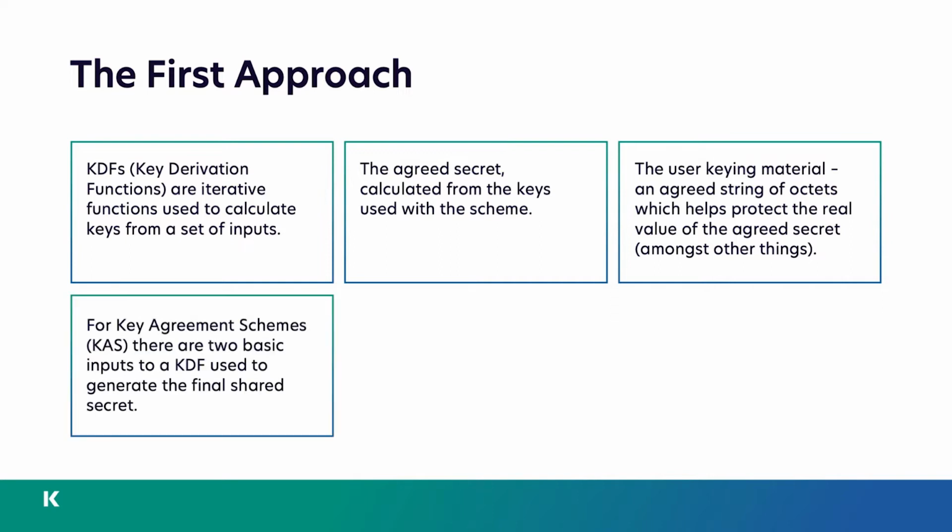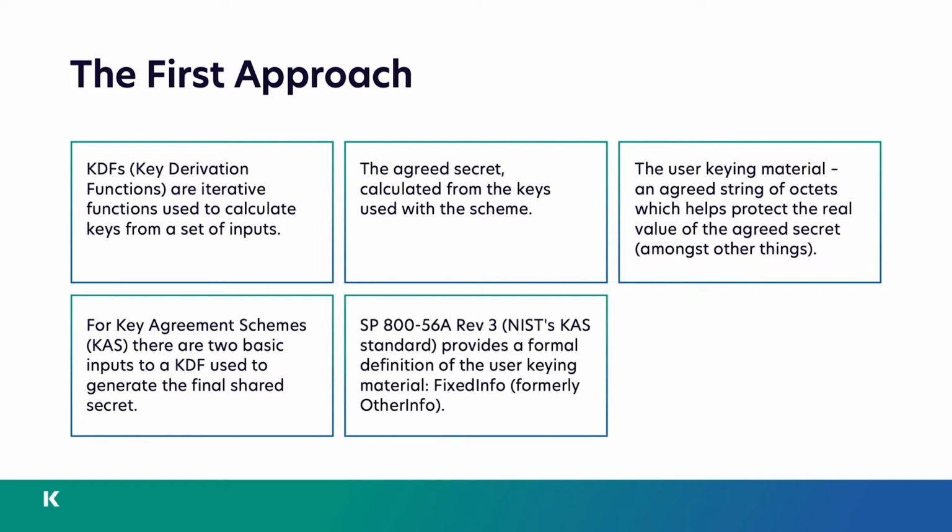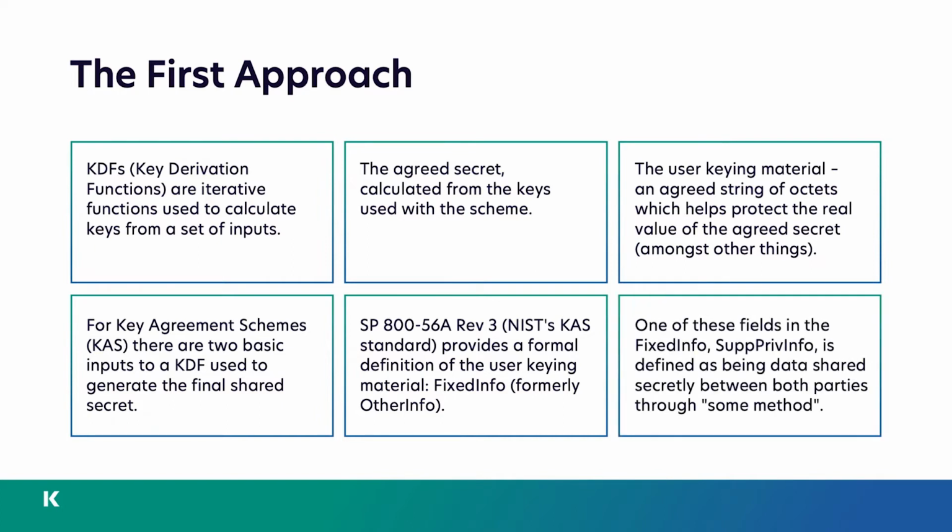Now, with a key agreement scheme, there are actually two basic inputs. There's a shared secret, and of course there's this user keying material. Now, SP 800-56A revision 3, the CAS standard, provides a formal definition of user keying material based on a structure called FixedInfo, which in the early versions of the standards was called OtherInfo. One of the fields in FixedInfo, SubPrivInfo, is defined as being data shared secretly between both parties through some method, and the method is actually left undefined. What we're going to do in our case is we'll actually provide a definition for it.